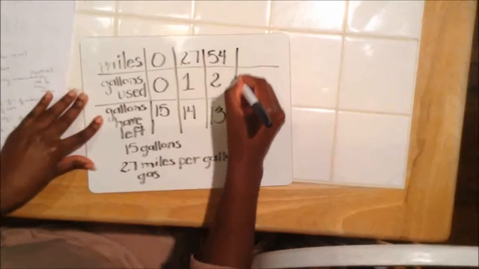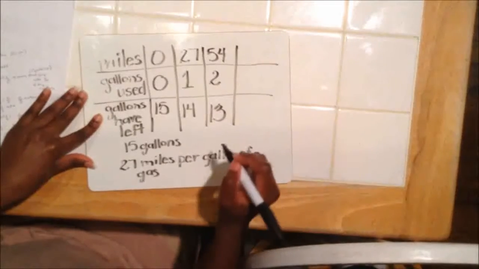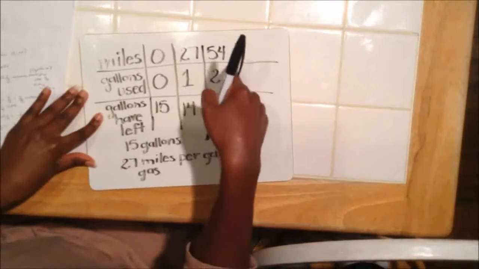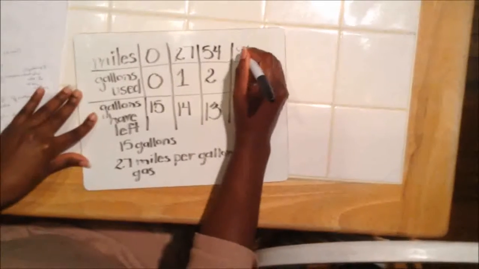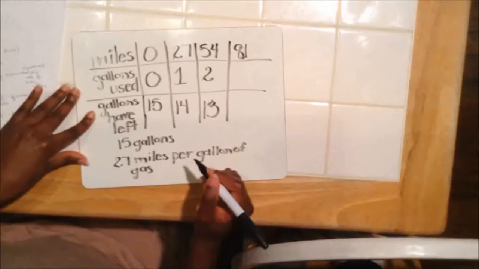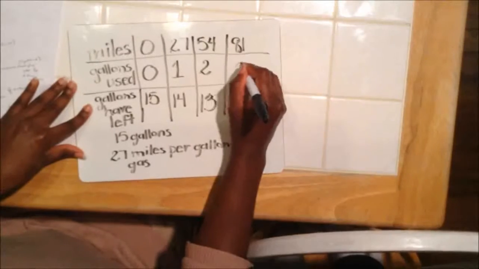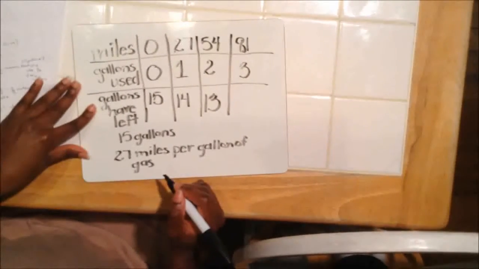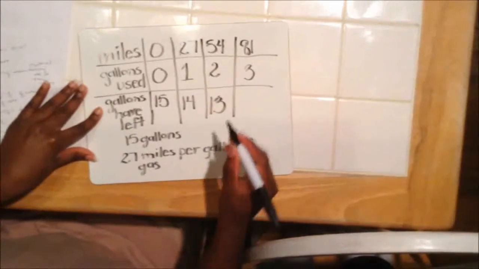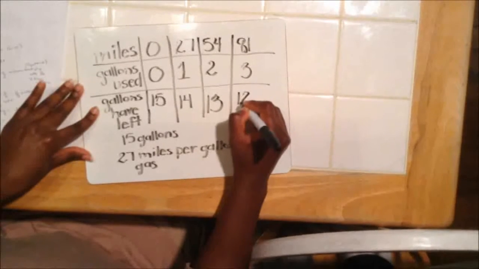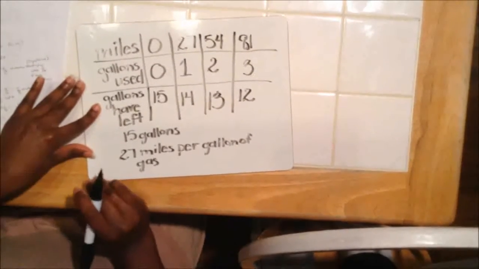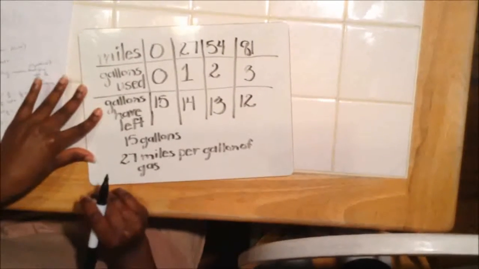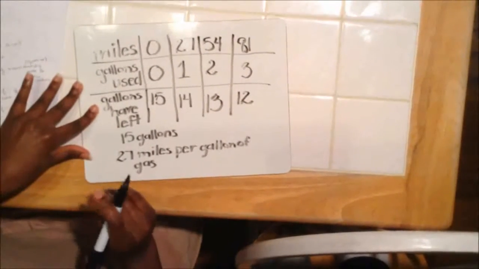Then let's say I travel yet another 27 miles. So 54 plus 27 gives me 81. I've now used 3 gallons of gas, and I now have 15 minus 3 gallons left, which is 12 gallons of gas. The problem is asking us how many gallons of gas we have left if we've traveled 300 miles.